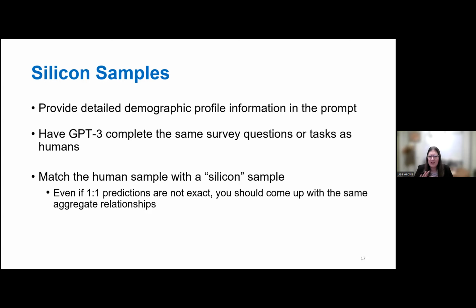One of the important things here is that even if the one-to-one predictions aren't exact, remember we're sampling from a probability distribution, and we assume people are too. So even if the one-to-one predictions aren't exact, we should still be coming up with the same aggregate patterns of relationships.